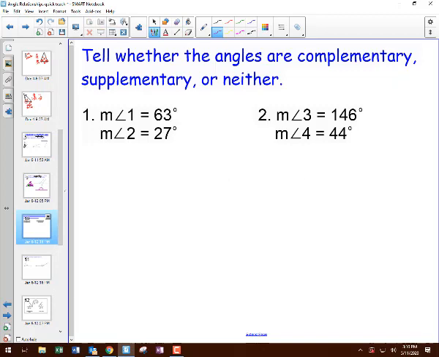Okay, let's use this knowledge a little bit. Tell whether the angles are complementary, supplementary, or neither. So basically, we just have to add these together. Let's go ahead and add them together as they sit here. This is going to give me a 0. I'll carry the 1 and we'll have 90 degrees. If I remember right, exactly 90 means complementary.